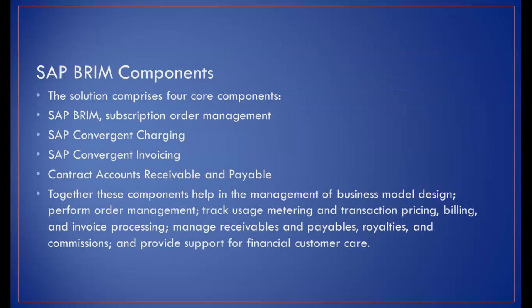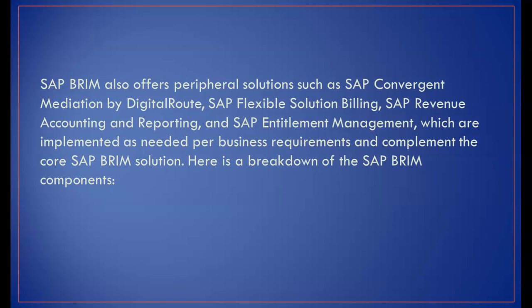Now, SAP BRIM components, the solution comprises of four core components: the SAP BRIM subscription order management, SAP Convergent charging, SAP Convergent invoicing, and contract accounts receivable and payable. So together these components help in management of business model, design, perform order management, track usage metering and transaction pricing, billing and invoice processing, manage receivables and payables, royalties and commissions, and provide support for financial customer care.